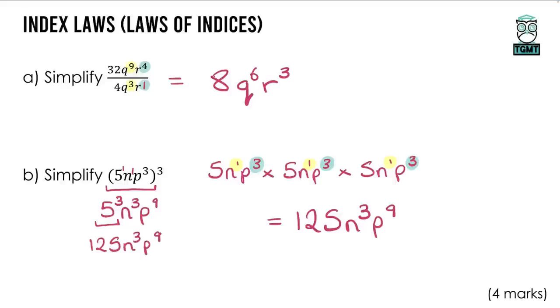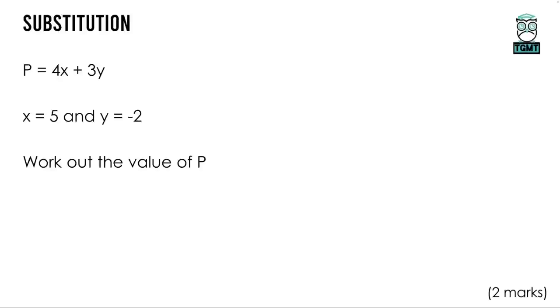Doesn't matter what approach you take, but I do like this method of writing it out 3 times, or whatever that power is, outside the bracket, just to make sure that we can see all of those powers that we're supposed to add together. Under substitution, here it says p is equal to 4x plus 3y. It now tells us that x is 5 and y is -2, and work out the value of p.